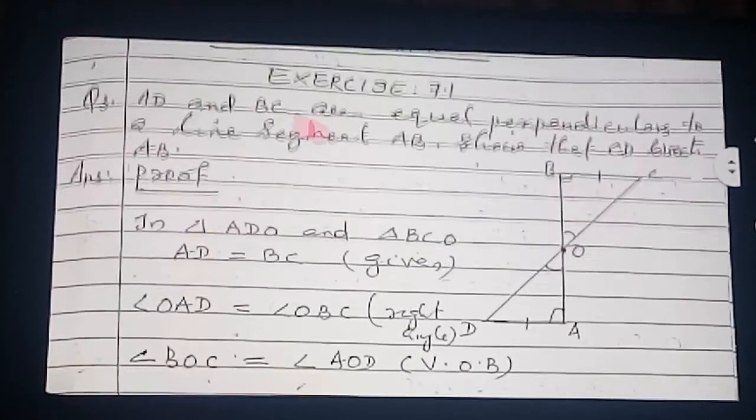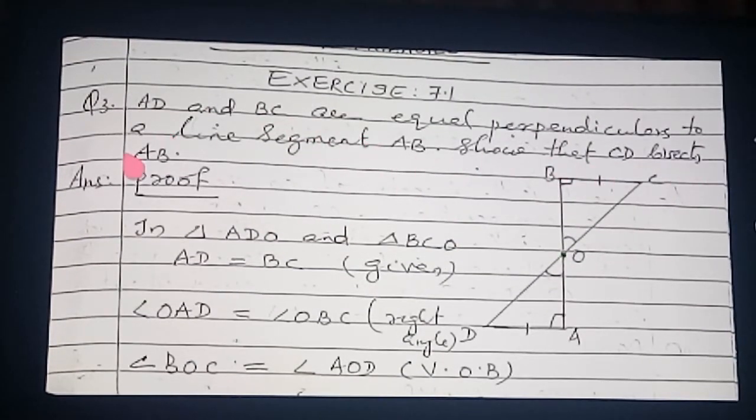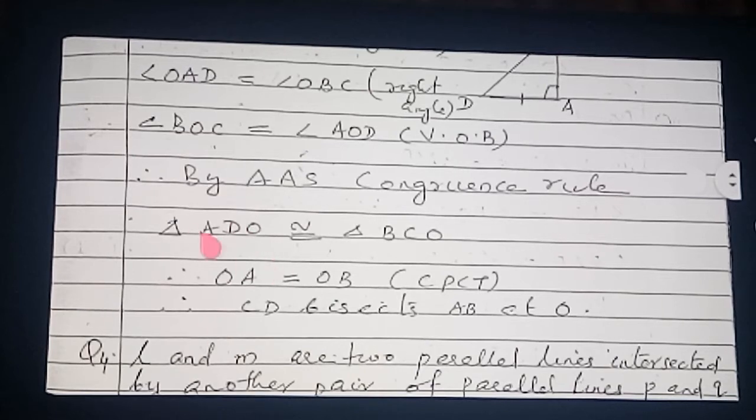What do you need? What is your question? Prove that CD bisects AB. CD bisects AB means you want to prove that OB is equal to OA. You can see it in your question. See here, ADO and BCO are congruent, no? So you take the corresponding parts OA and OB. First OA, and here also we start from the same point, OB. OA is equal to OB. What's the reason? CPCT, corresponding parts of congruent triangles. Therefore what can you say? CD bisects AB at O.